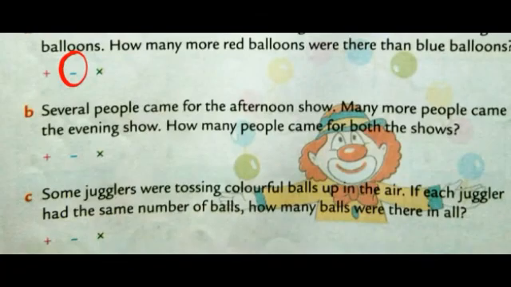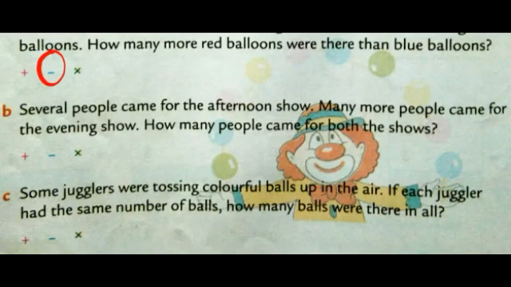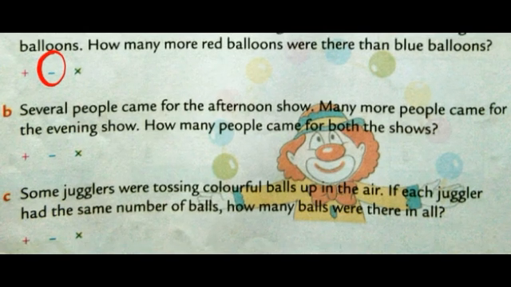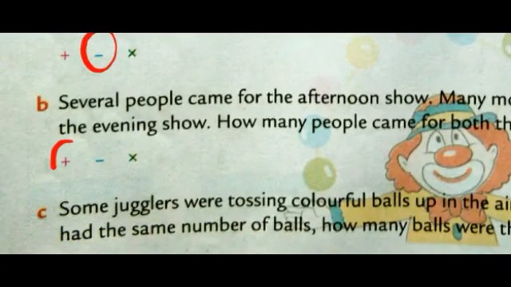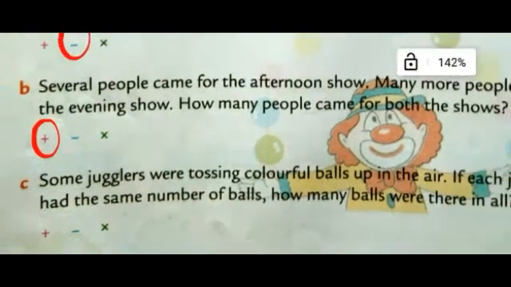Several people came for the afternoon show. Many more people came for the evening show. How many people came for both the shows? They are asking how many people came for both the shows together. Several came for the afternoon show. Many more people came for the evening show. How many people came for both the shows? For that we have to add and then we can find out how many came in both the shows. Okay, that we can find out only after adding. Okay, now see the next one.